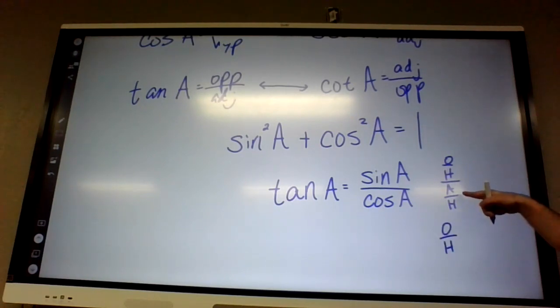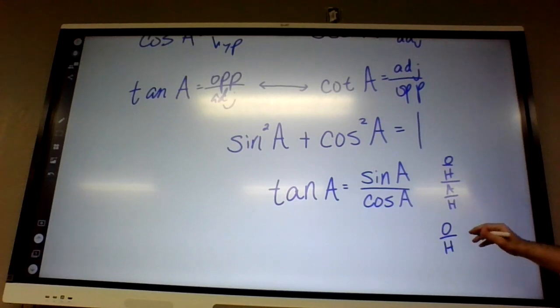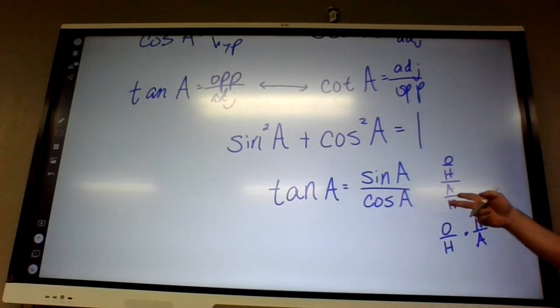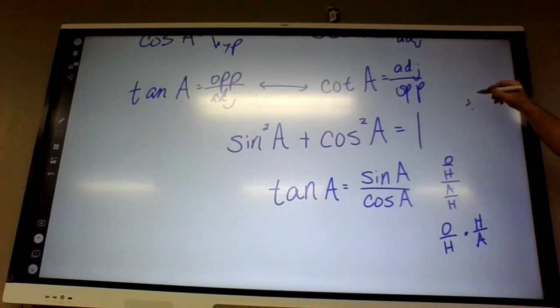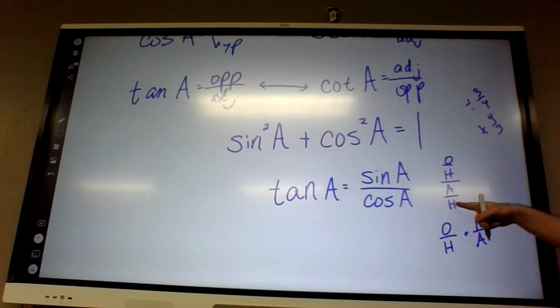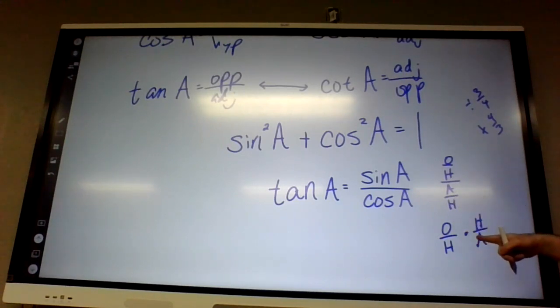you guys remember how to divide fractions? You flip and multiply. You guys remember that? Like dividing by 3/4 is like multiplying by 4/3. So dividing by cosine is like multiplying by cosine flipped. And those cancel out. You get opposite over adjacent, which is what tangent is equal to. Anyway, it just works, okay?